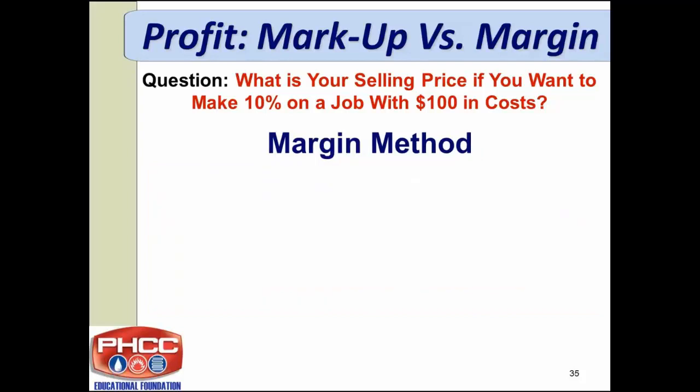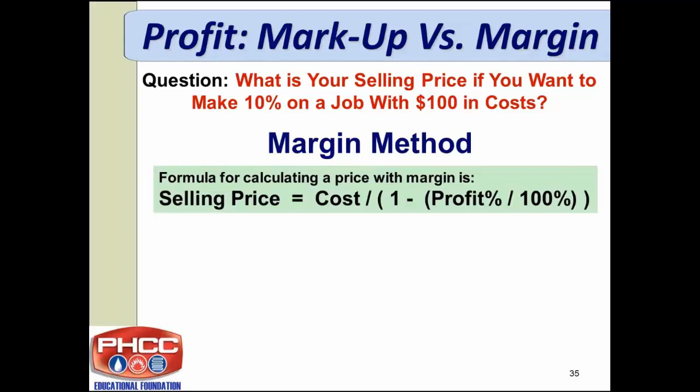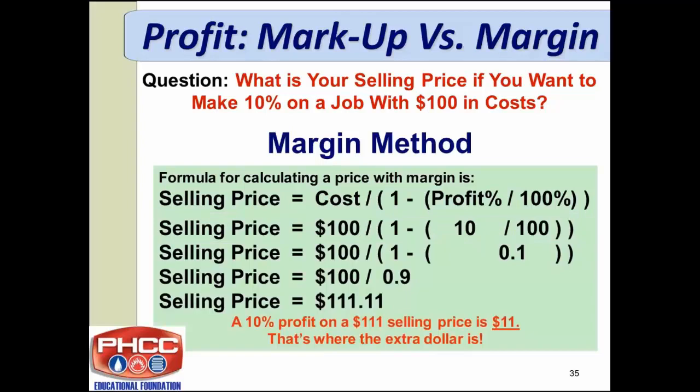That's where the margin method comes into play. The formula for calculating a selling price based on margin is your selling price is equal to your fixed costs divided by 1 minus the profit percentage divided by 100%. That's a mouthful of a formula. Let's make it a little easier by actually putting numbers to it.